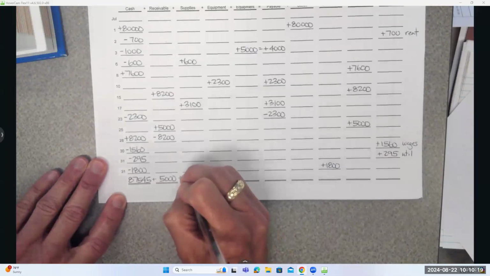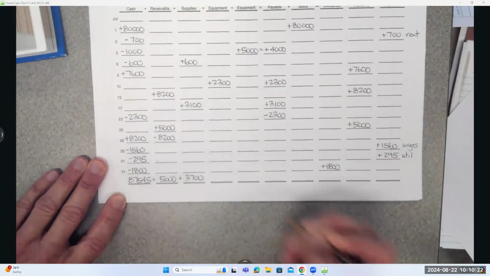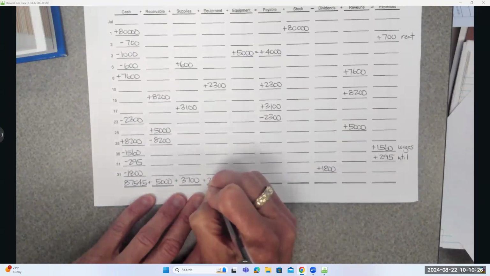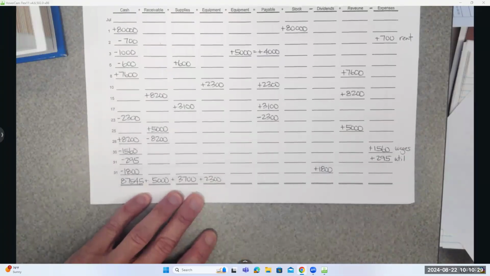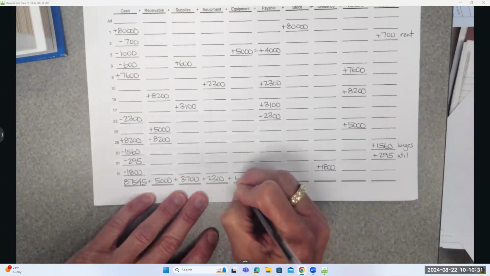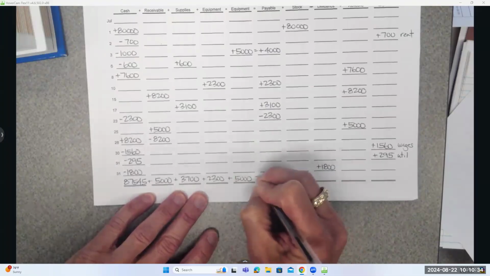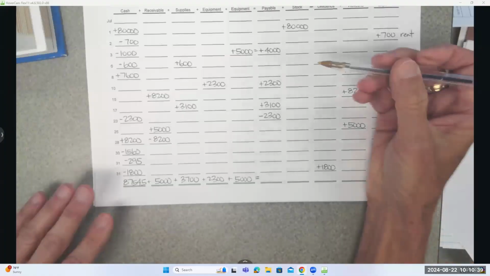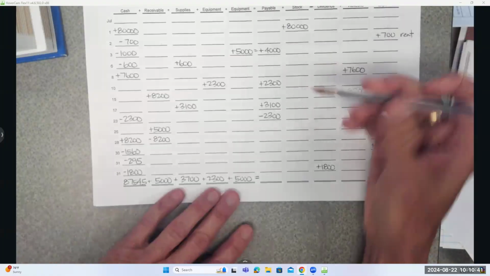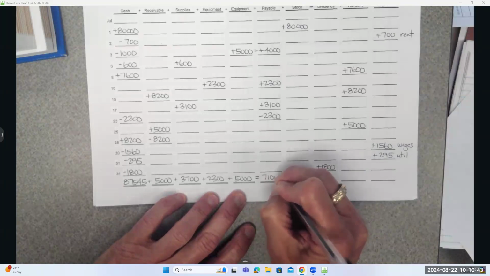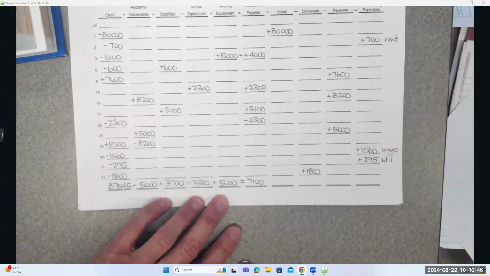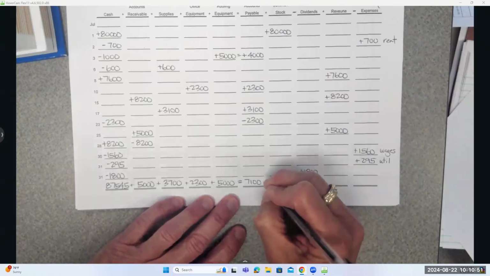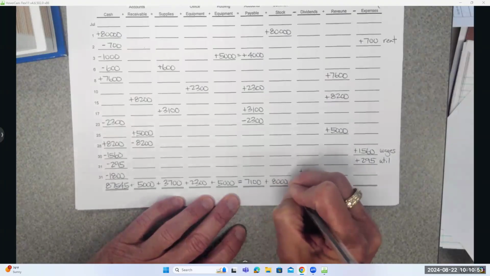We have 3,700 in supplies, 2,300 in office equipment, and 5,000 in roofing equipment. There's our equal sign. We owe 7,100 in accounts payable. We have an investment of 80,000.